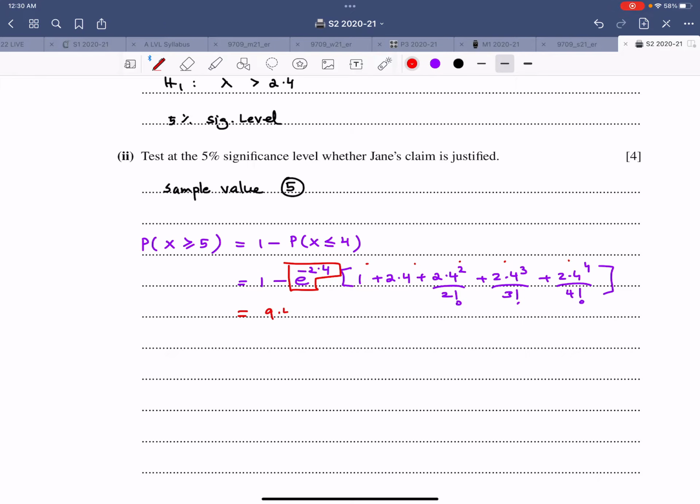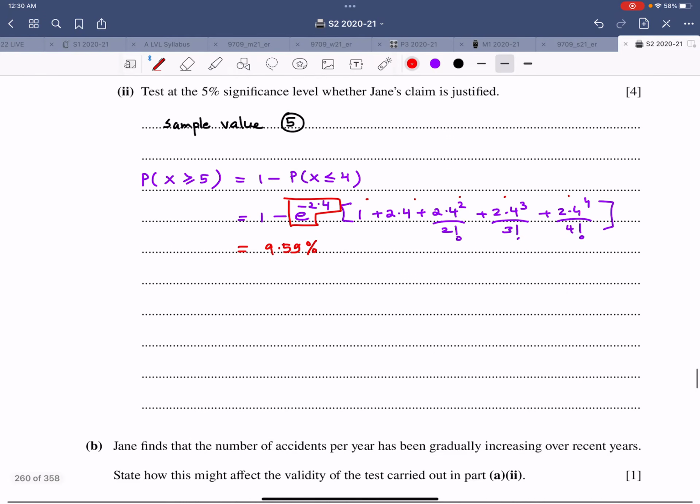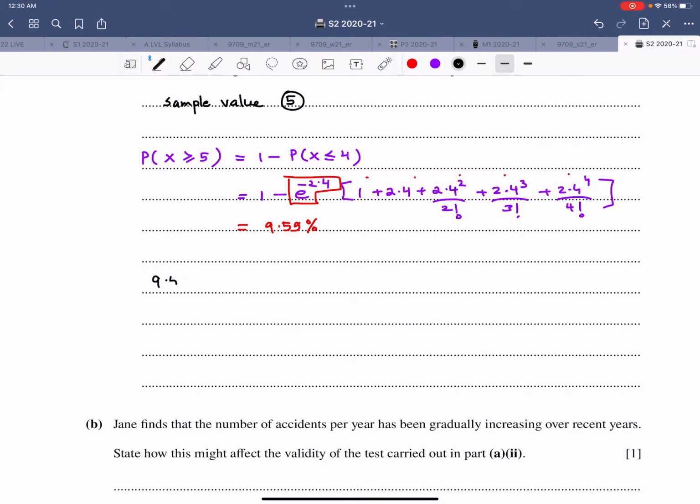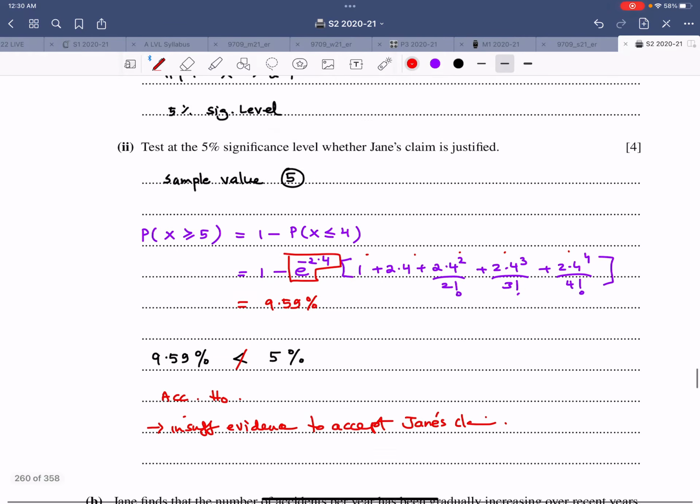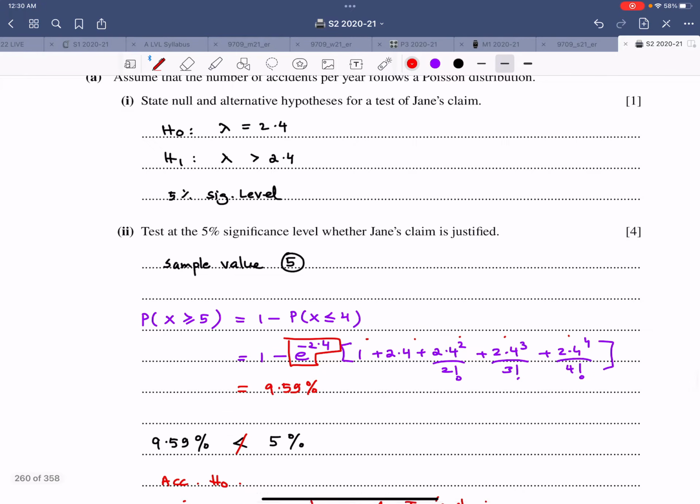Don't forget to multiply with this, then subtract from 1, and this is the answer that you get. That is 9.59%, because you have to compare it. 9.59%, the calculated probability value, is it less than the significance level? The answer is no, it's not less than significance level. Therefore, do not reject H0, accept H0. That is insufficient evidence to accept Jane's claim. So we don't have that much evidence to accept the claim of Jane.